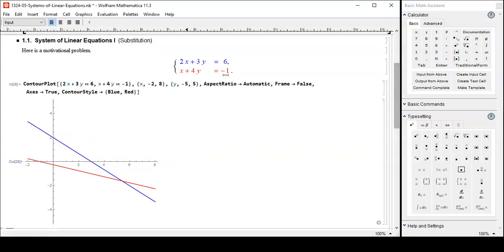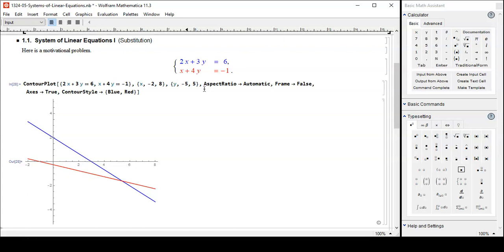Why? What do you mean by this first equation, 2x plus 3y equals 6? That corresponds to this blue line. More precisely speaking, all the points x comma y on this blue line must satisfy the blue equation, 2x plus 3y equals 6. Same goes for the second line. x plus 4y equals negative 1 corresponds to this red line. So x comma y that's satisfying this equation, x plus 4y equals negative 1, must be on this red line.